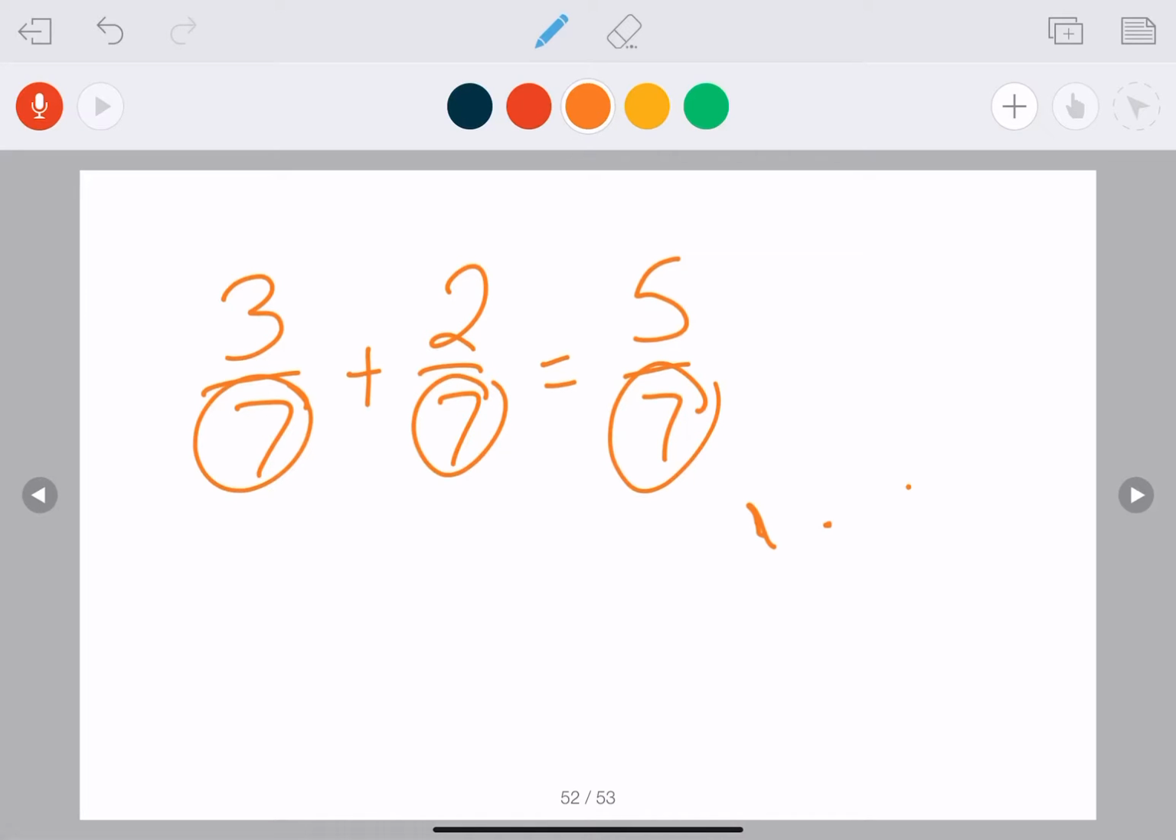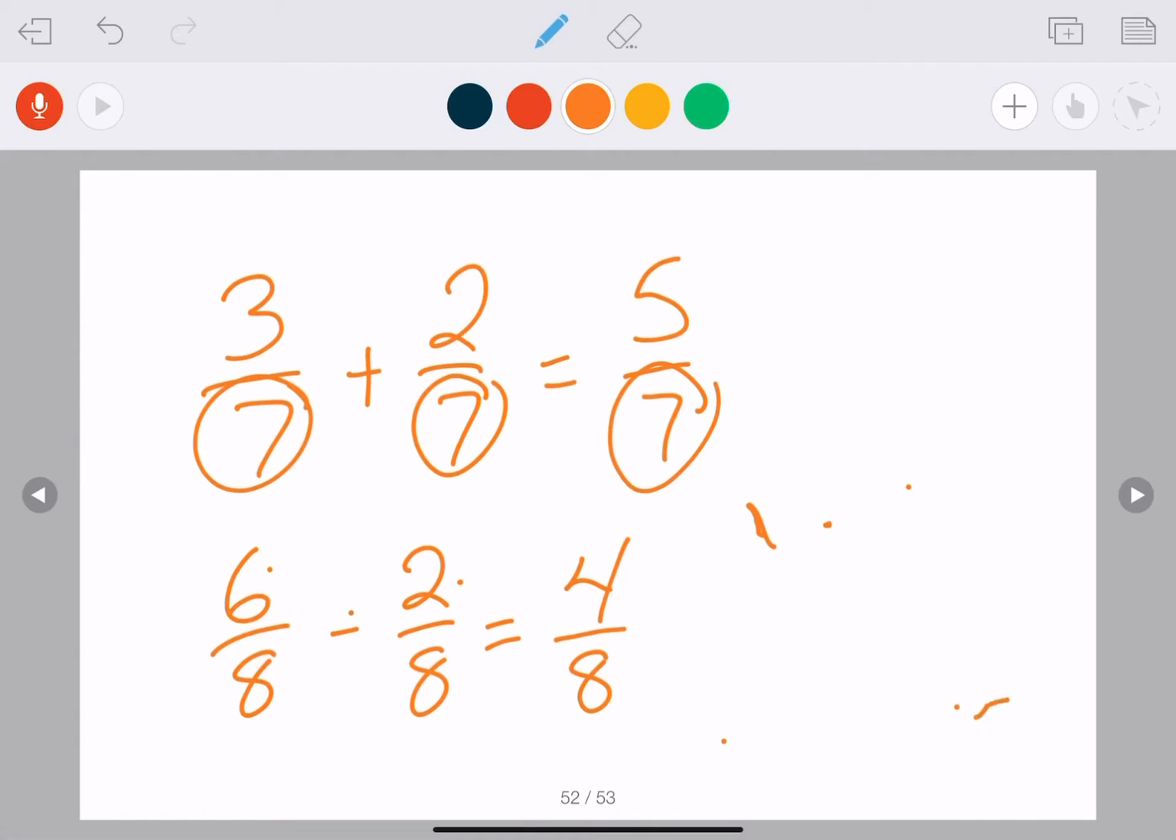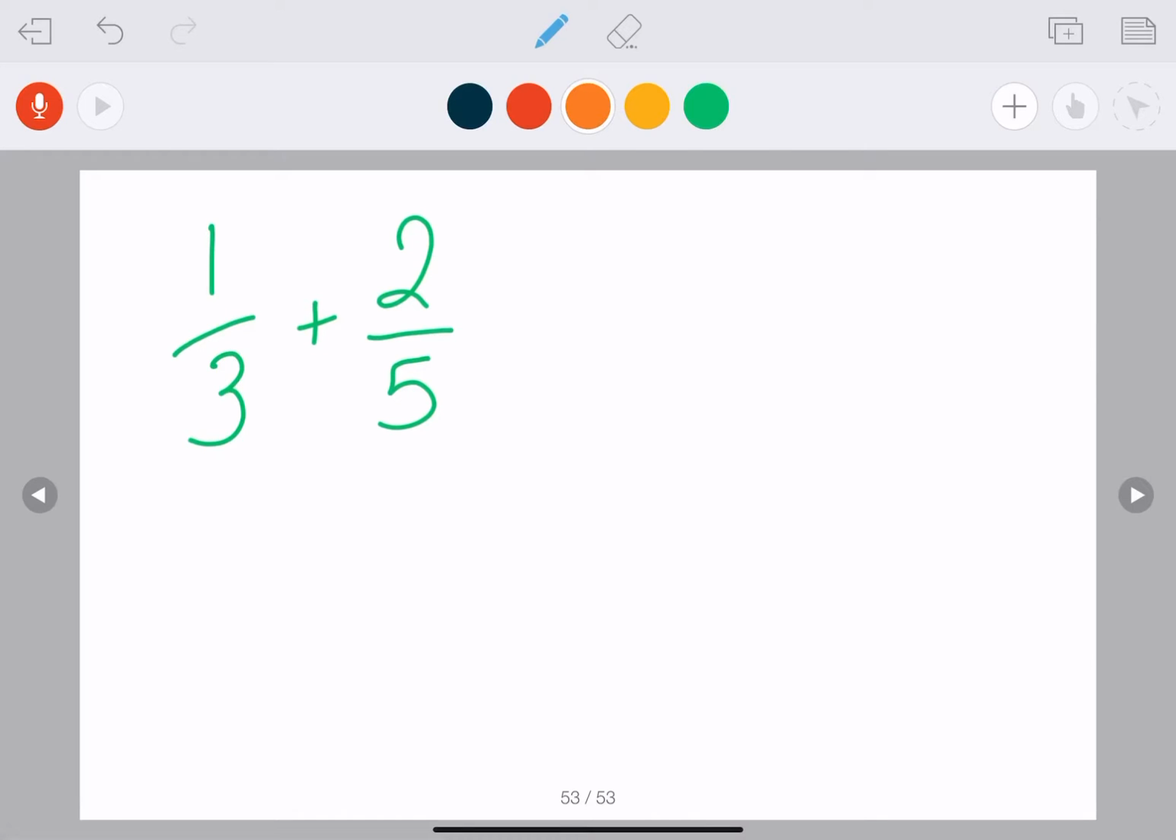Okay, so the same thing happened with subtraction. If you had 6 over 8 and you subtracted 2 out of 8, it was 6, take away 2, which gives you 4, and then 8, 8, and the bottom would be an 8. You could also simplify this, since 4 and 8 both have a common factor of 4, and you get 1/2 as your final answer. So today we're going to be looking at examples where the denominators are different.